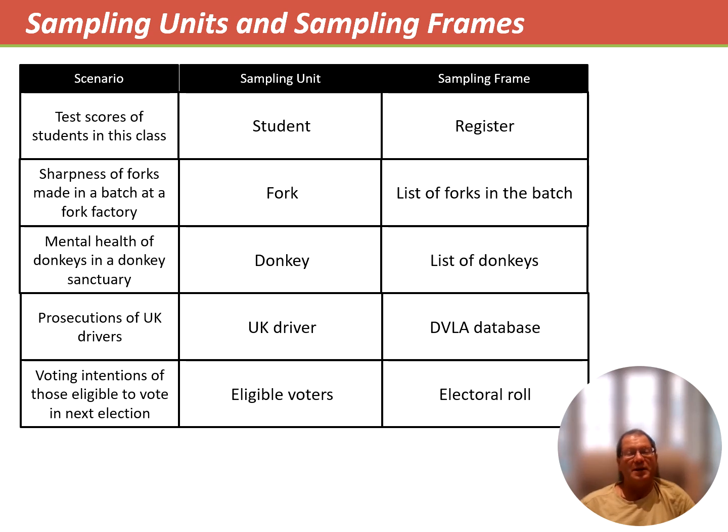Sharpness of forks made in a batch at a fork factory. Well, the fork is the sampling unit, and someone will have to produce a list of forks in the batch in order to have a sampling frame. So maybe they could number them, or however they want to do it.